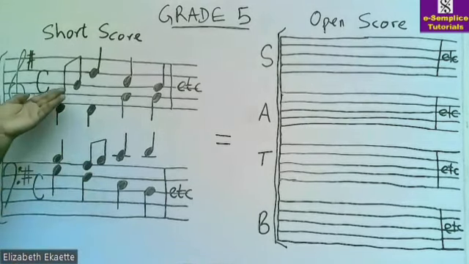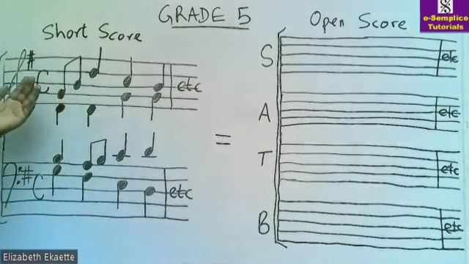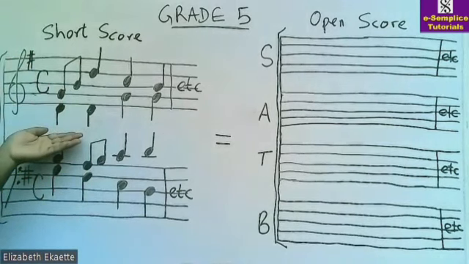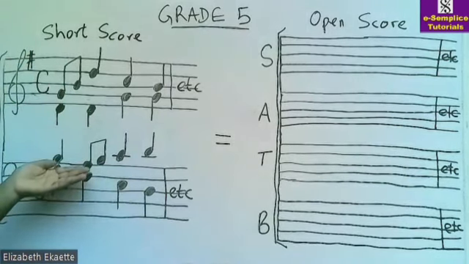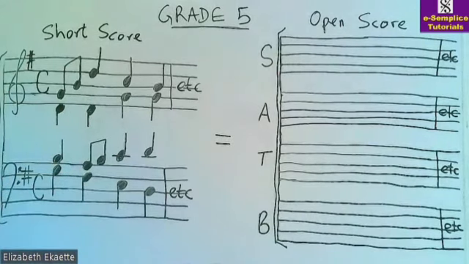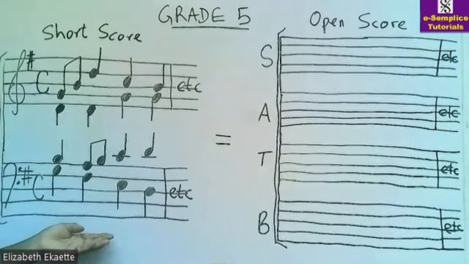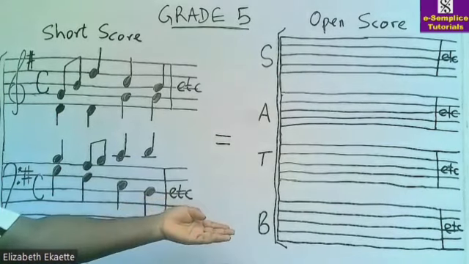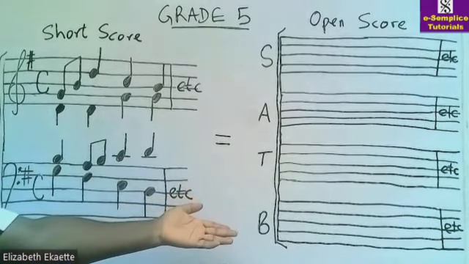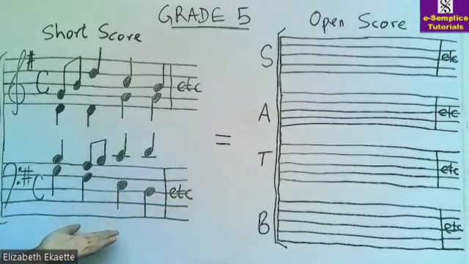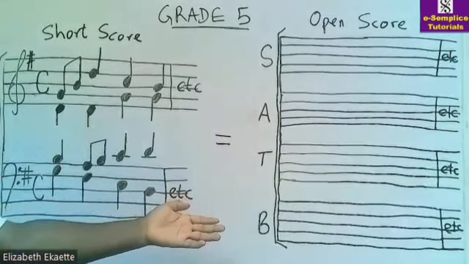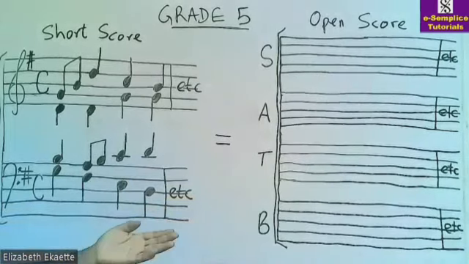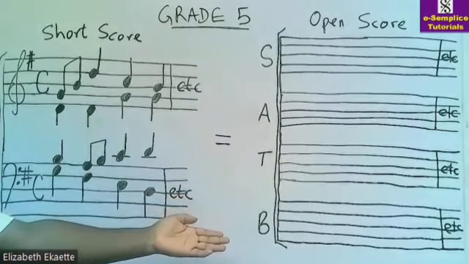All the soprano notes have their stems up, all the alto notes have their stems down, tenor notes, the stems are up, bass notes, the stems are down. But in the open score, stem rule applies. So when you are moving these notes to the open score, please remember that stem rule applies.